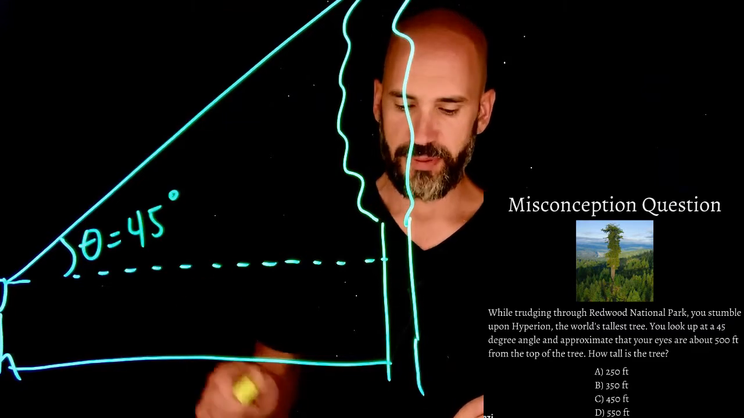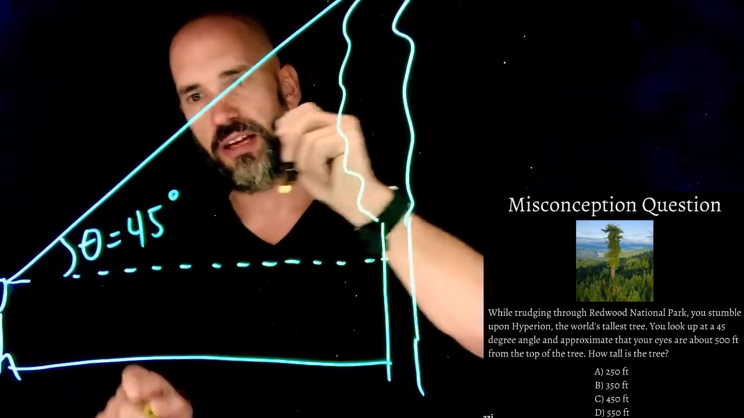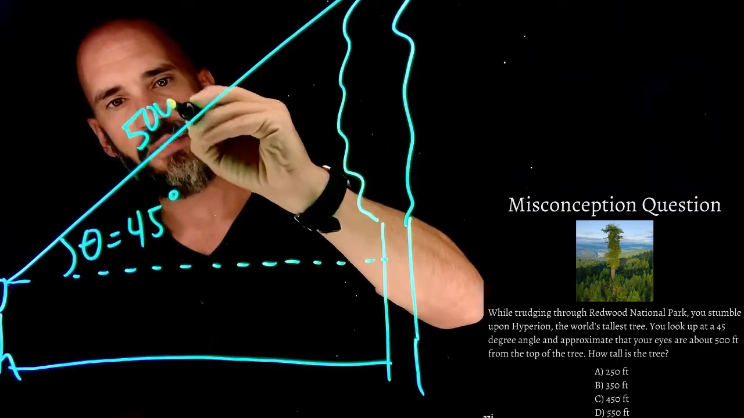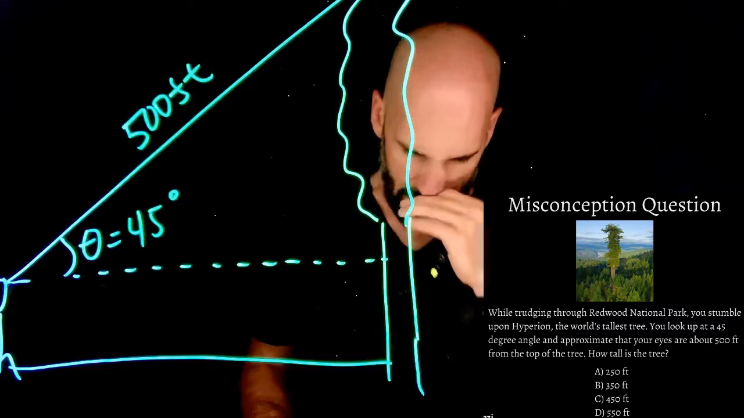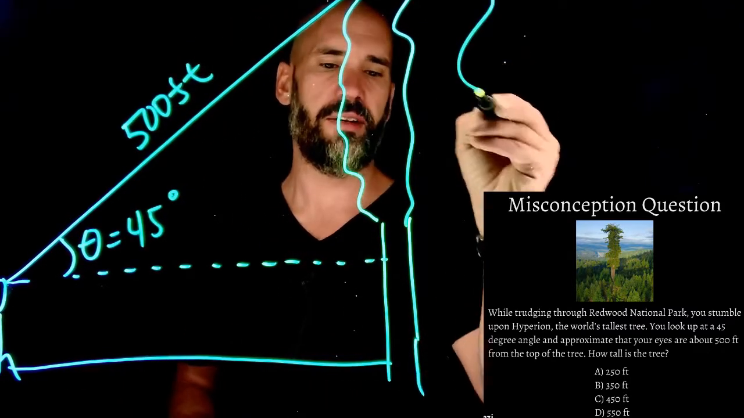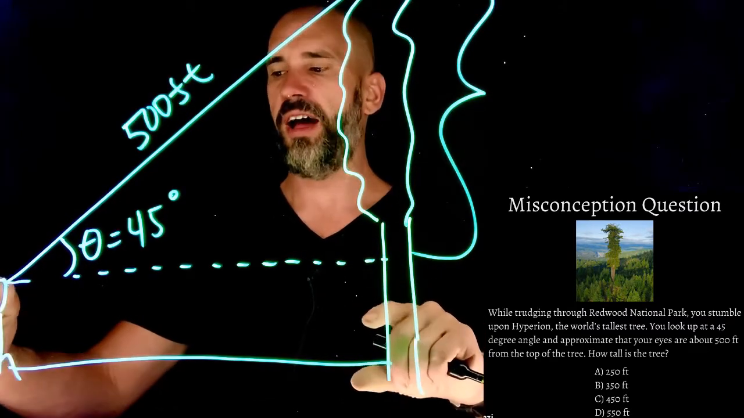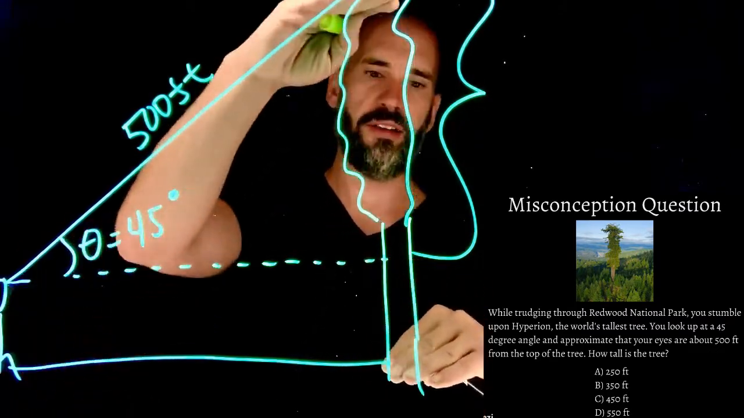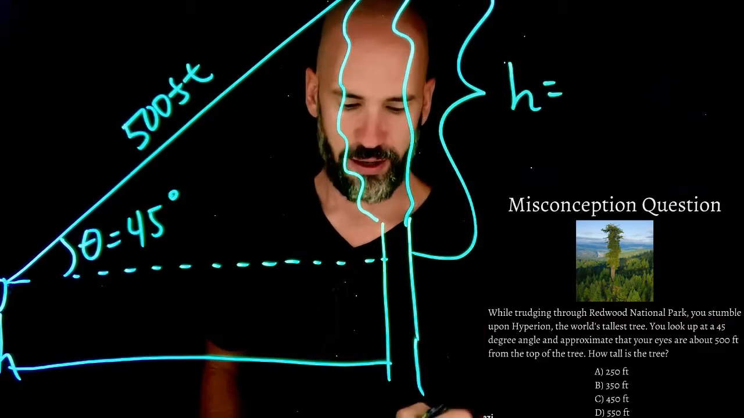And you approximate that your eyes are 500 feet from the top of the tree. So this distance here would be 500 feet. Do you guys see the value of making a picture so much more clearly? And so how tall is the tree? So we want this height. Now, we're going to assume that the height of me is actually very small compared to the height of the tree. So whatever we get for this is going to be the height of the tree.